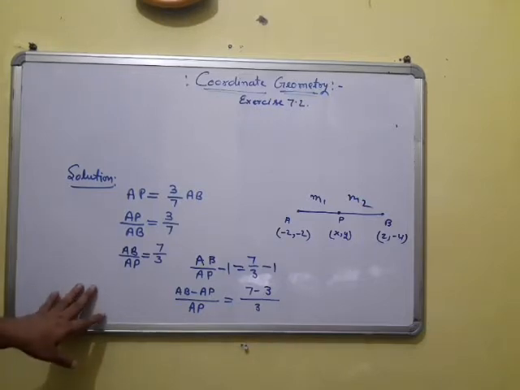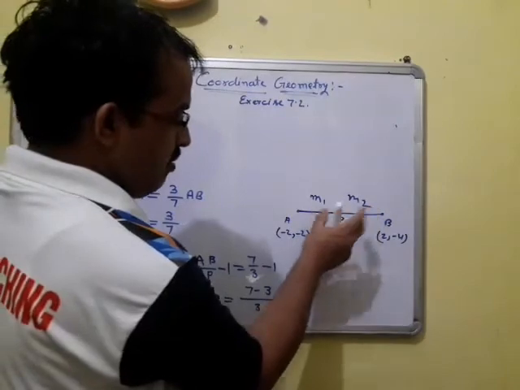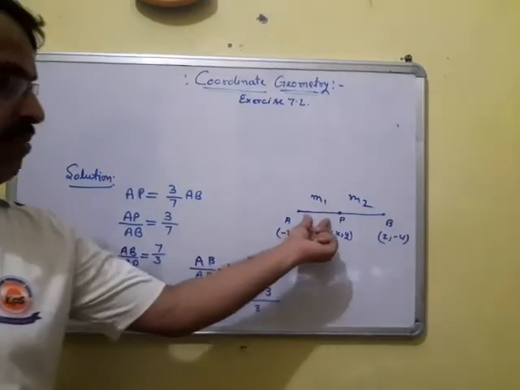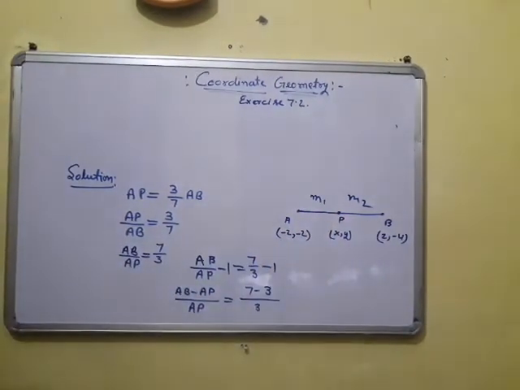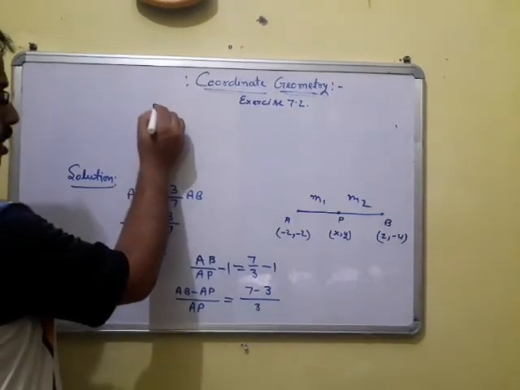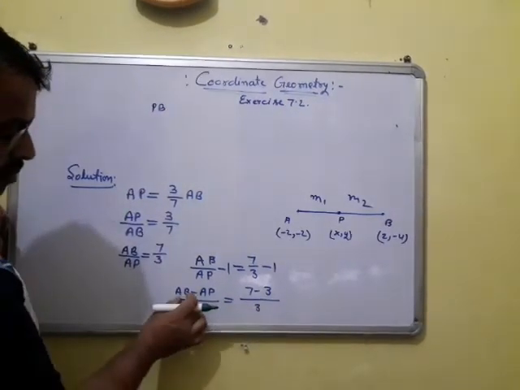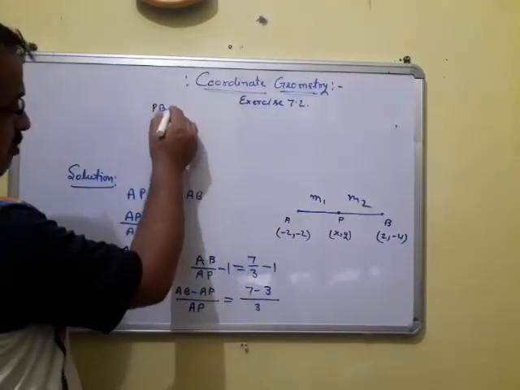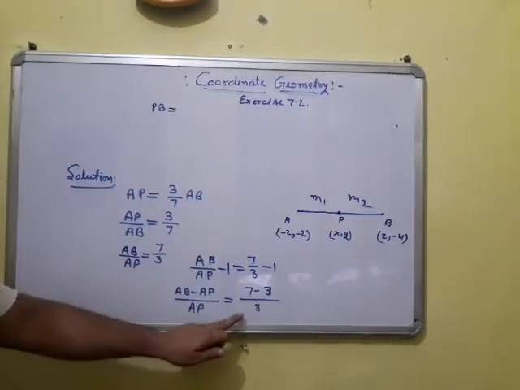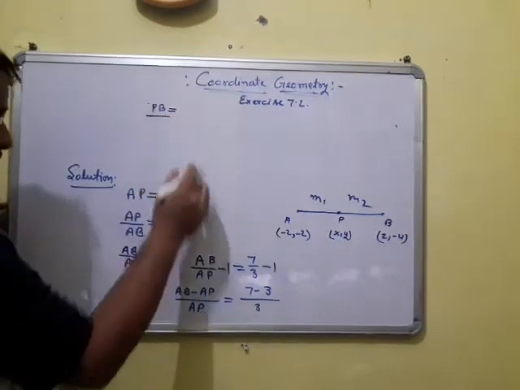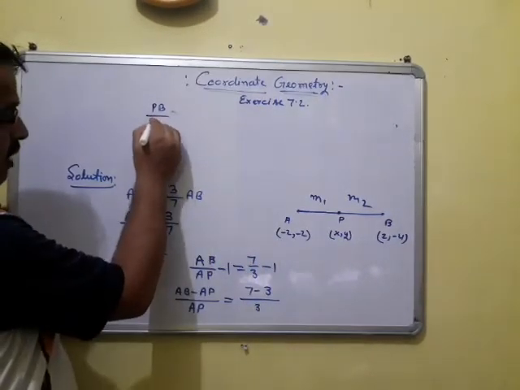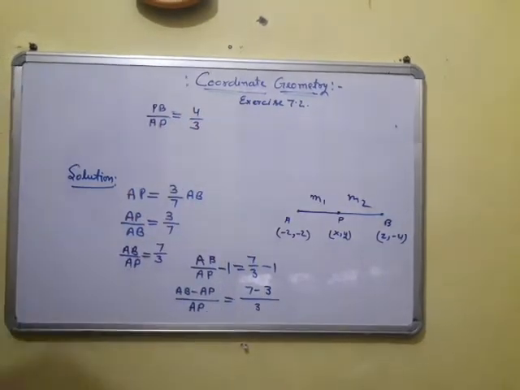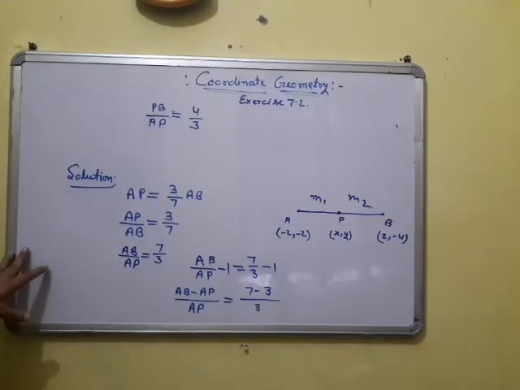Now look here. AB minus AP. So what did we get? If we subtract AP from AB, what do we get? BP or PB, clear? AB minus AP, from AB we are cutting AP, so we get PB. PB upon AP, we get here 4/3. Clear?